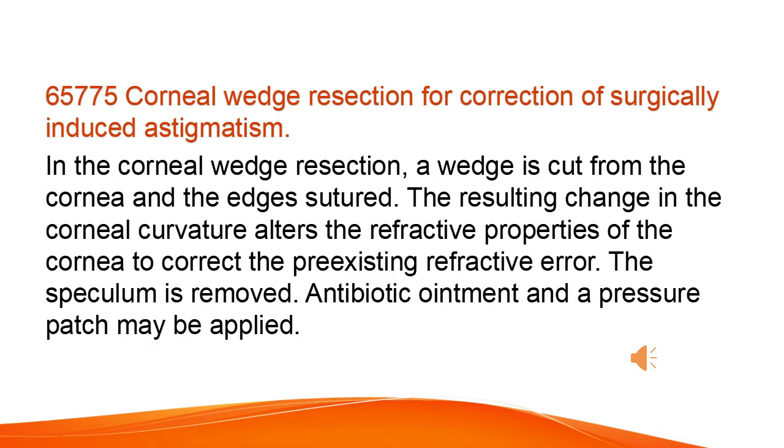Corneal wedge resection for correction of surgically induced astigmatism. In the corneal wedge resection, a wedge is cut from the cornea and the edge is sutured. The resulting change in the corneal curvature alters the refractive properties of the cornea to correct the pre-existing refractive error. The speculum is removed. Antibiotic ointment and a pressure patch may be applied.